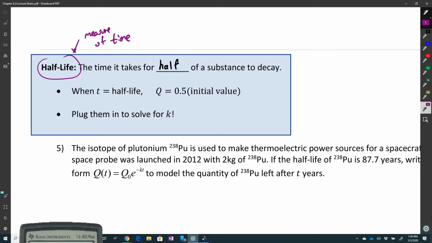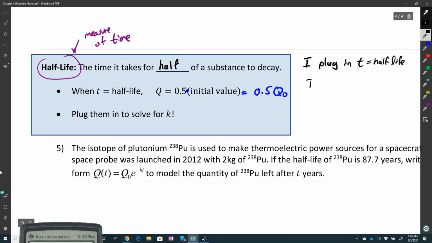So when t is equal to the half-life, Q is equal to 1/2 of the initial value. This isn't a "times" right here, that's supposed to be multiplication. So 0.5 Q naught, if that makes sense. Essentially, I plug in t equals half-life, and I get 0.5 Q naught as an answer.